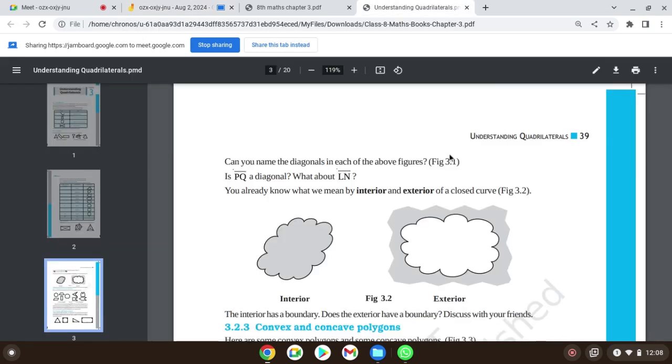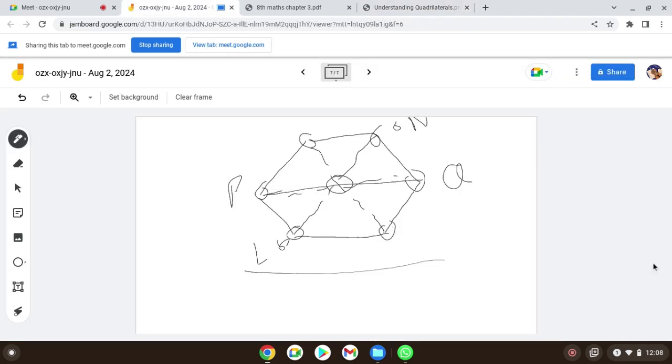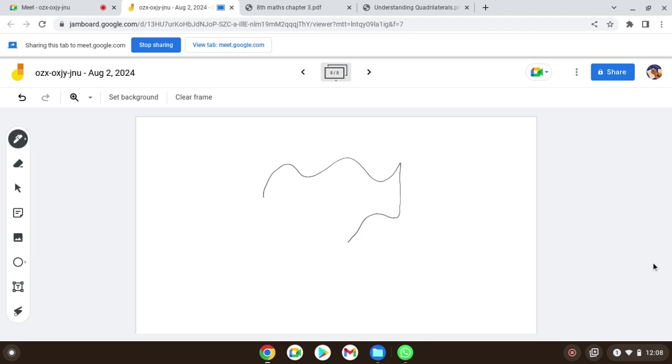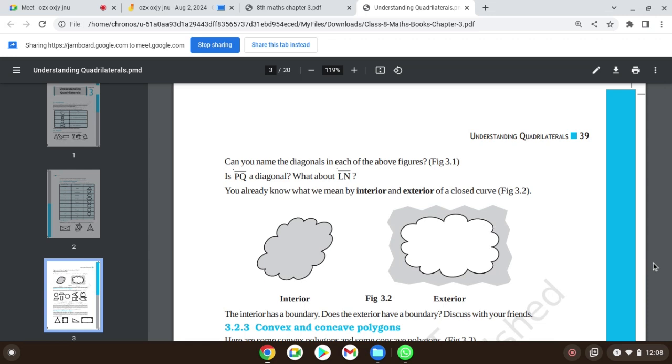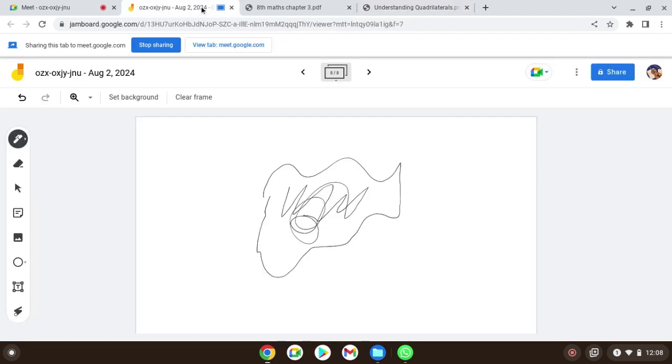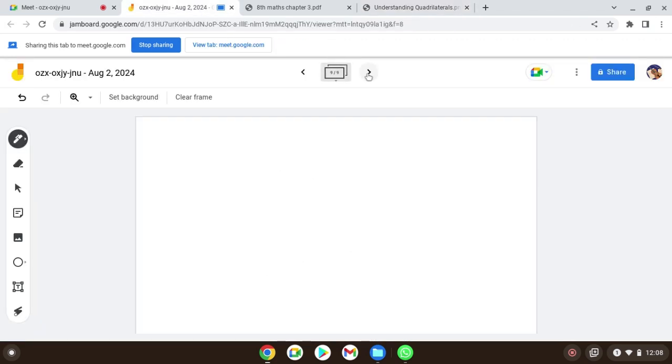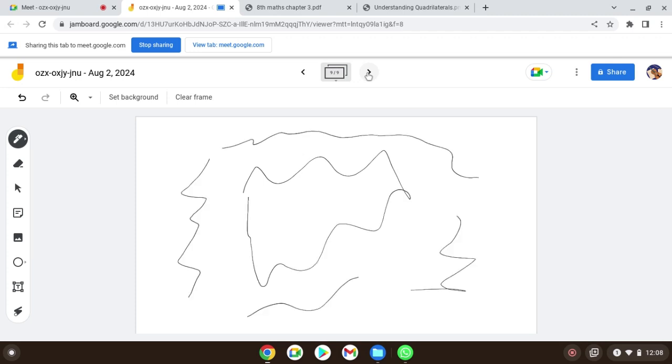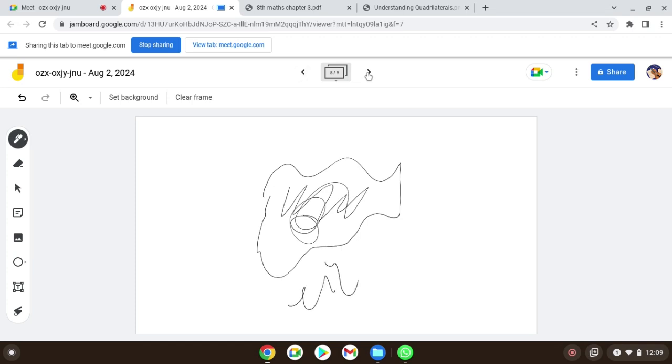Okay, so this is interior and exterior. For example, if we have a figure which is colored inside, that is known as the interior. The color is inside the figure, that is the interior. The color that is outside the figure is the exterior. For example, this is the figure, the color is here and here. Now this is the exterior and this one is the interior. Yes, good.